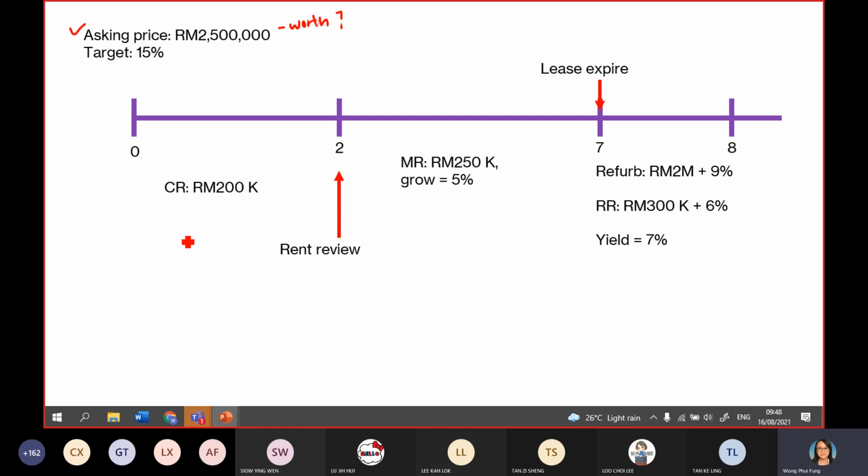Okay, so from the timeline, he says that the office is still under leasing, which means that there is still a tenant, and the lease will expire at year 7. Lease expired at year 7, which means that the new owner will take over at year 8. I repeat again: the lease will end at year 7, which means that the new owner, your client, will take over at year 8. That is the first sentence.